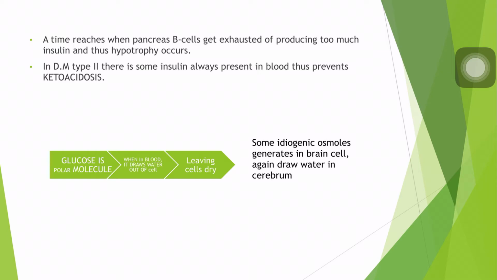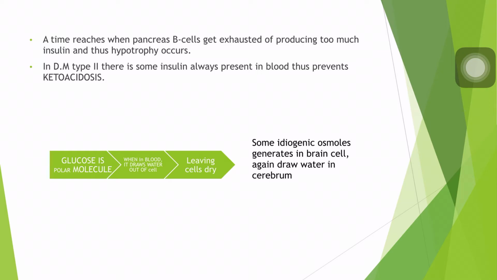Due to the production of more insulin from the beta cells of the pancreas over and over again, a time reaches when the beta cells of the pancreas get exhausted of producing too much insulin, and thus the cells of the pancreas start dying. In diabetes mellitus type 2, some insulin is always present in the blood, which prevents ketoacidosis.